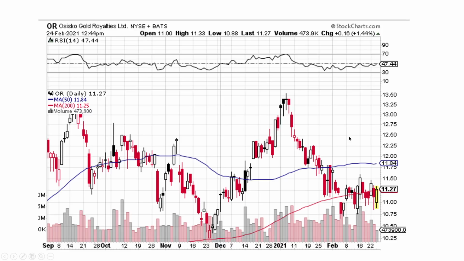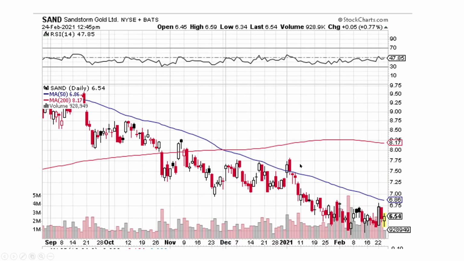I like OR. Sandstorm Gold. I'm starting to like this one a little bit more. It's still in a downtrend, but I'm watching it. I'm watching it to see what this thing does. If we get gold to move to the upside, this thing may start moving. If we break this downtrend, I'd probably buy some right in this area when we break that downtrend.